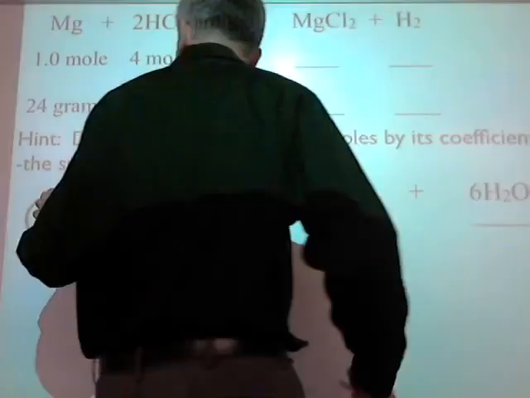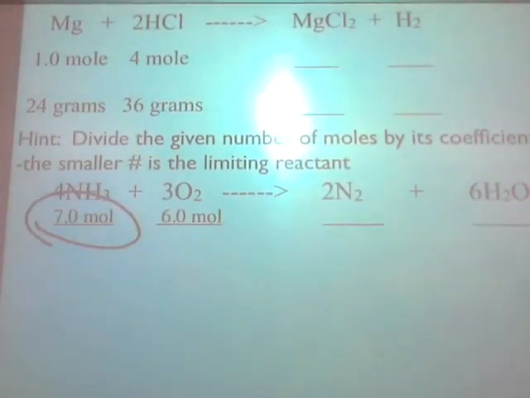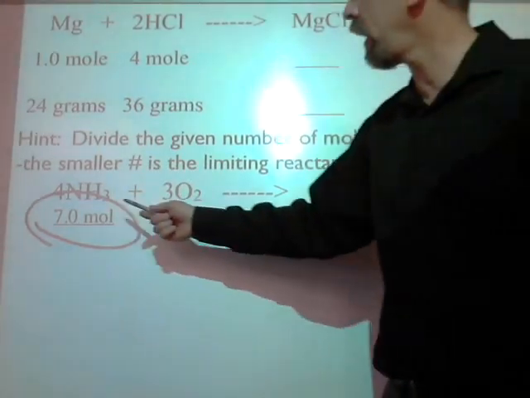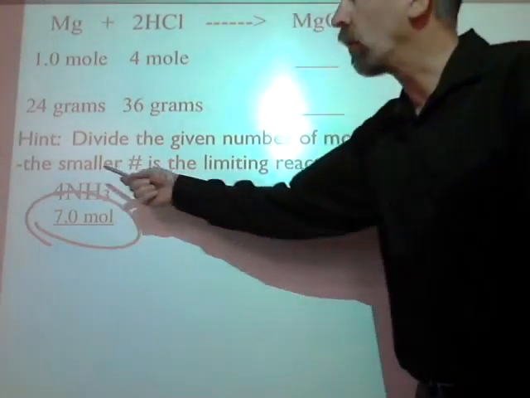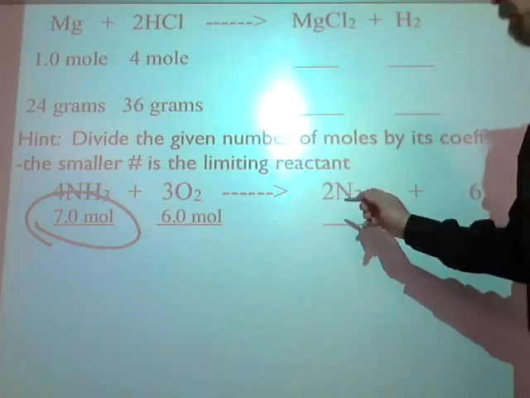If I try to go from 4 is to 6 as 7 is to, it's kind of hard to do in my head. But can I do this in my head? This guy's going to be half the size, right? So what's half of 7?